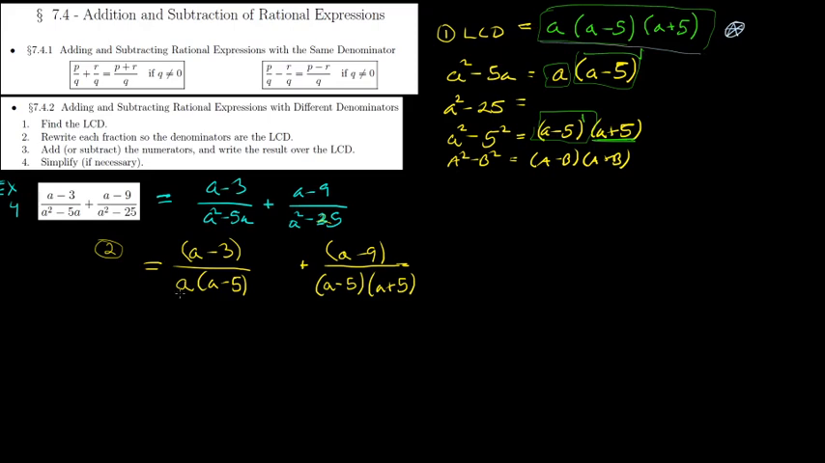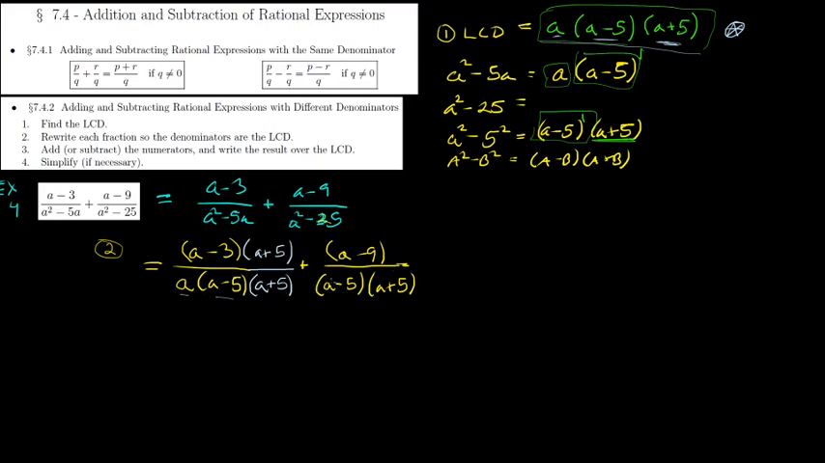All right. So notice, what do we have in the first fraction? In the first fraction, the denominator contains an a and an a minus 5. The LCD has an a and an a minus 5. So we already have those. What we don't have is the a plus 5. So I'm going to multiply the denominator by a plus 5, and that means I multiply the numerator by the same thing, a plus 5. So now this is our LCD. Okay, so we're good with that.